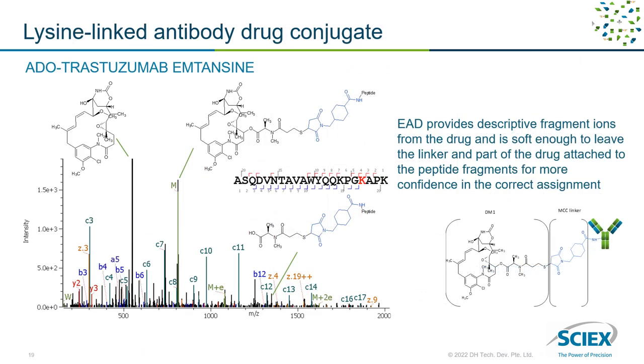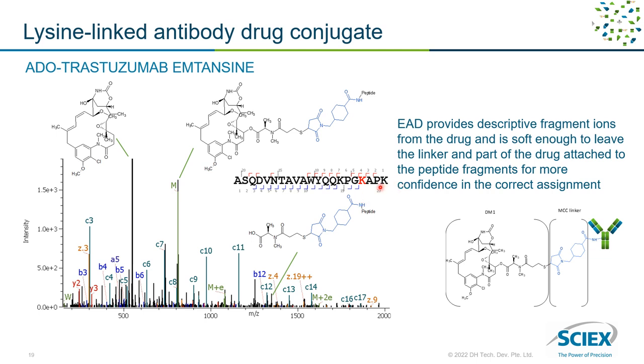Switching to a different modality, an antibody drug conjugate, or ADC, here is a depiction of what an ADC would look like. So we have the mAb here, followed by the linker or the drug linker, as well as the cytotoxic payload. Now, by using EAD or electron activated dissociation, we can tune the energy to leave the linker and even part of the drug attached to the peptide fragment. Now, this allows for very confident assignment of the lysine linked drug location.